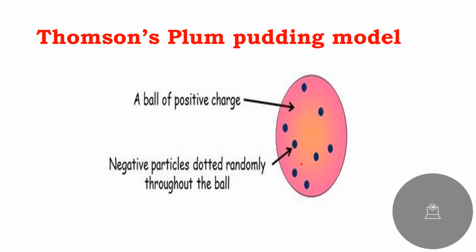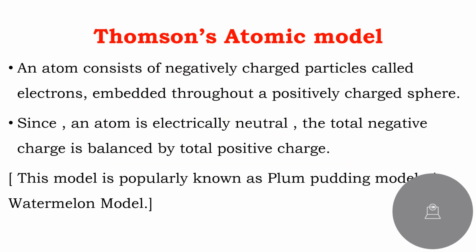This Thomson's atomic model is also known as Thomson's plum pudding model or watermelon model. The postulates of Thomson's plum pudding model: An atom consists of negatively charged particles called electrons embedded throughout a positively charged sphere. An atom is electrically neutral. The total negative charge is balanced by a total positive charge.